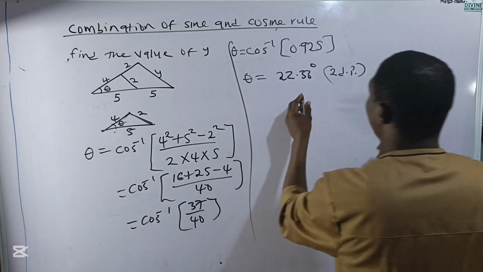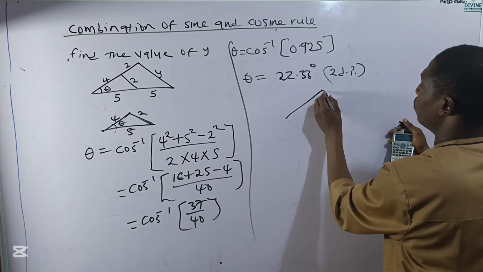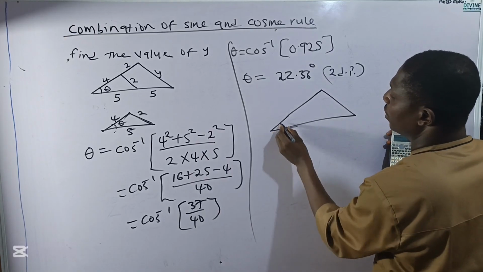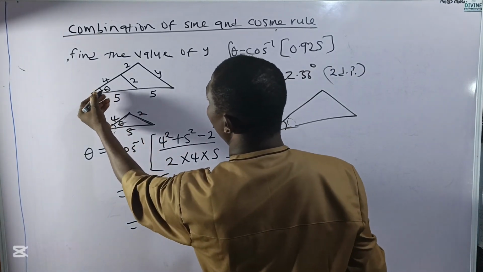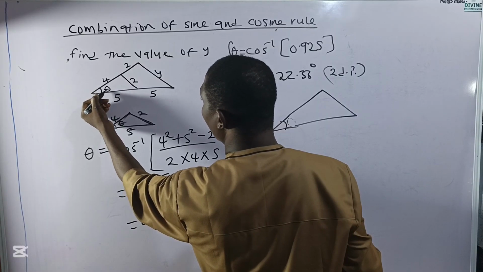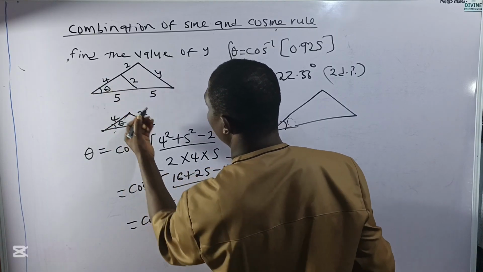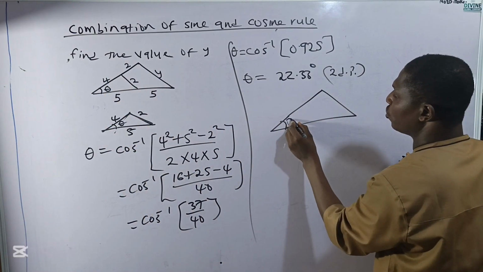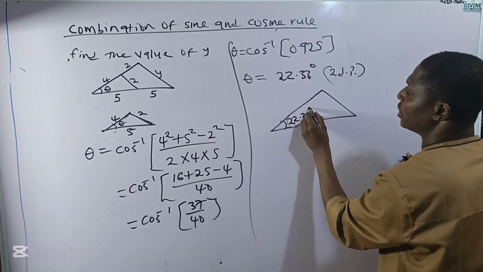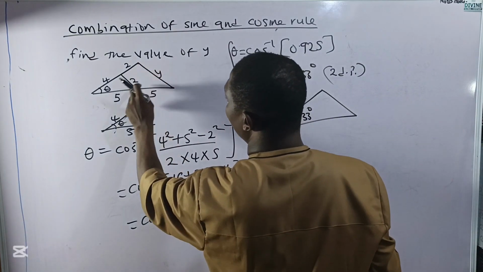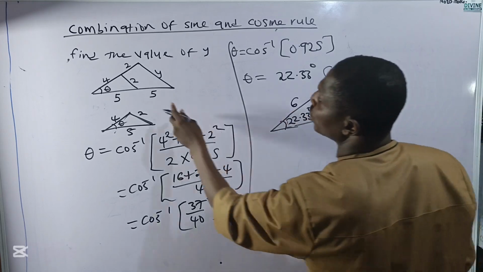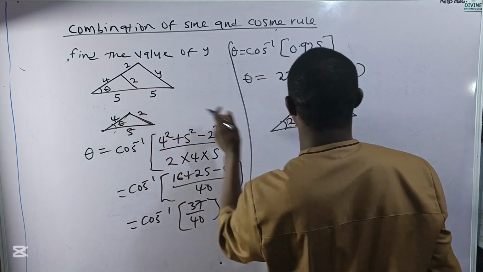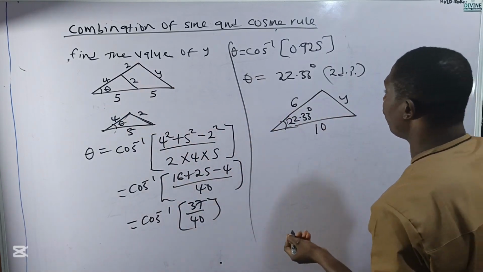Then remember, I can also get a complete triangle. My theta remains unchanged. Why? Because the edge is a common angle between the two triangles. So my theta here remains 22.33 degrees. For the bigger triangle, I have 4 plus 2 to give me 6. My y remains unchanged at this edge. 5 plus 5 will give me 10, and I'm looking for y.